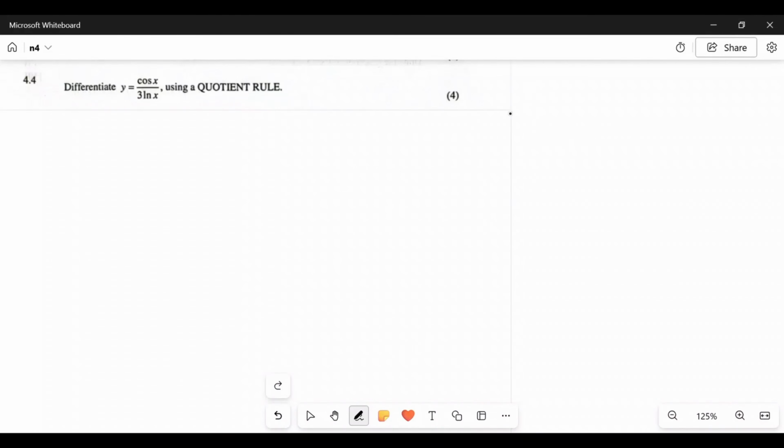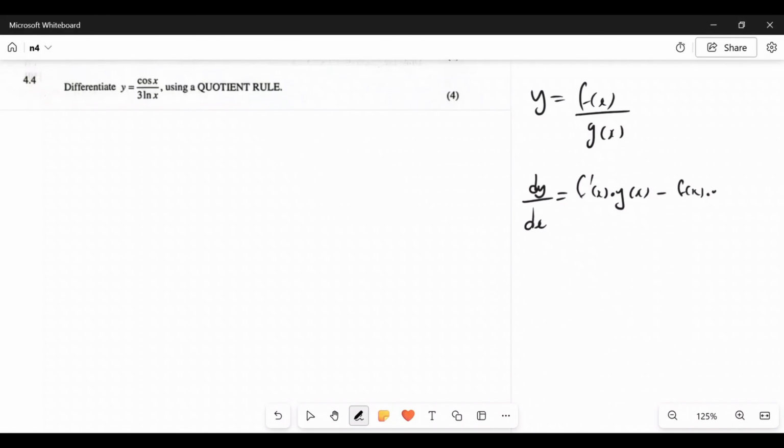It goes like this. When you are given y is equal to f of x divided by g of x, when you differentiate this, it's very simple. You first differentiate your f of x, and then you multiply by g of x, minus. Now you leave f of x, and then you differentiate g of x. You divide, and then you square g of x on the denominator. Basically, this is the formula for the quotient rule.